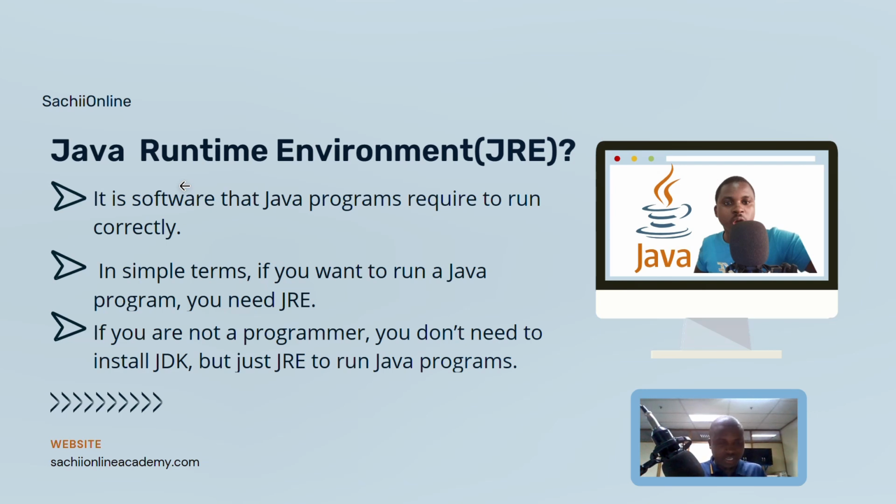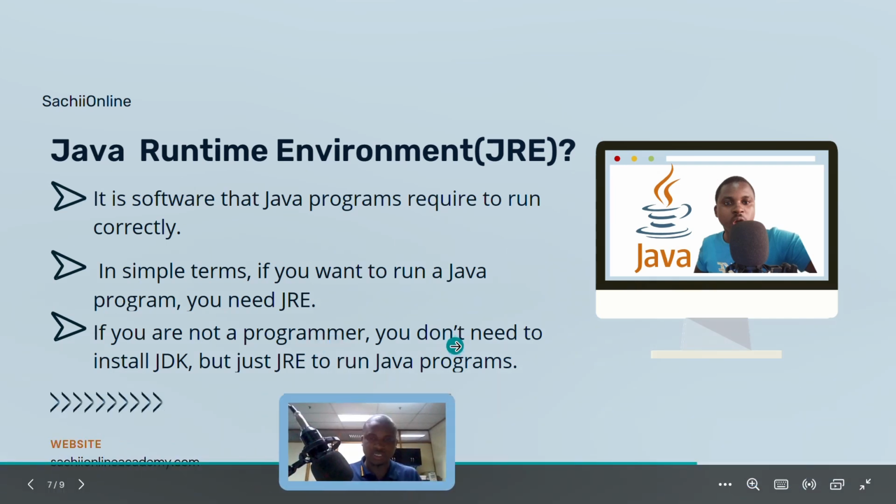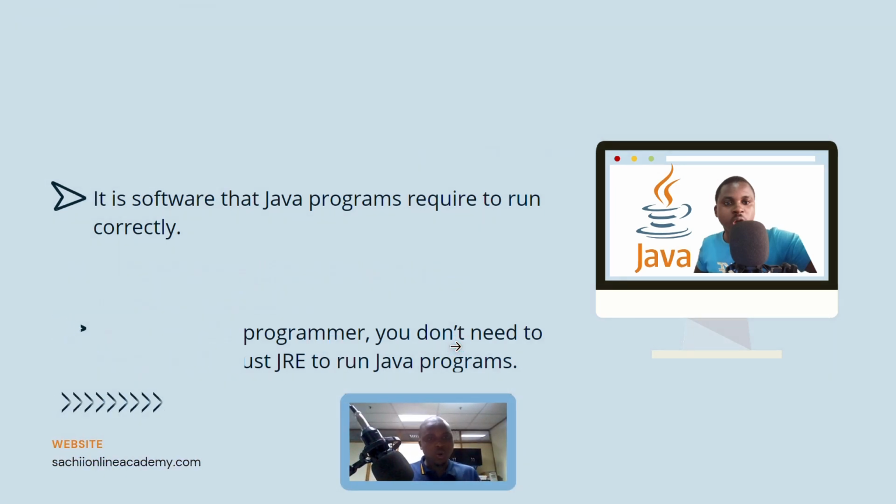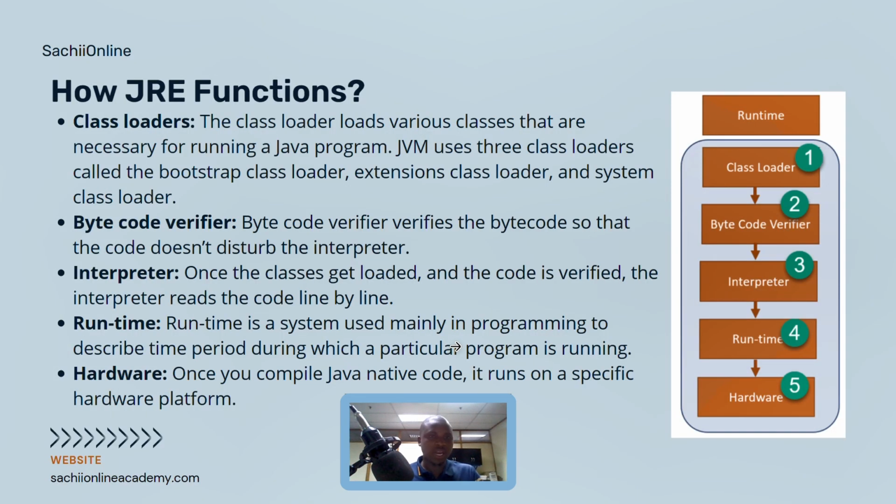So what does this have? If you are not a programmer, you don't need to install the JDK, but just the JRE to run a Java program. I'm just reading here so that you can get it. So how does the JRE function? You have what we call the class loaders, bytecode verifier, interpreter, runtime, and hardware.